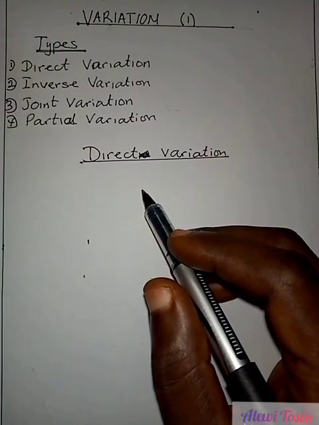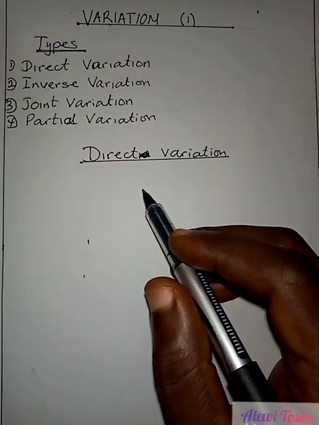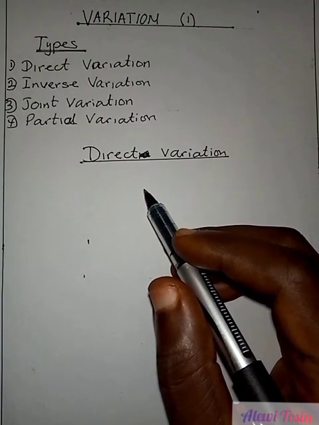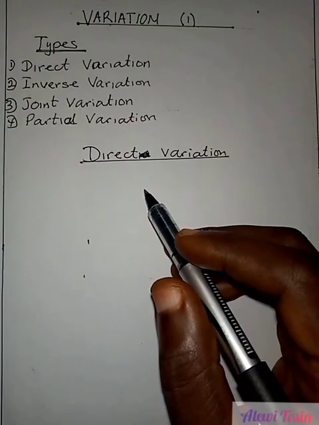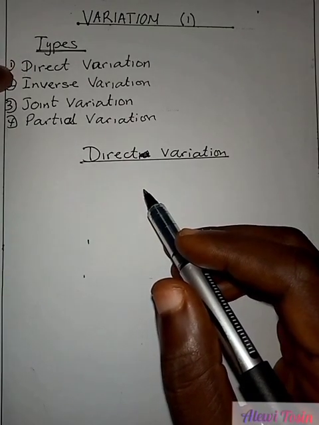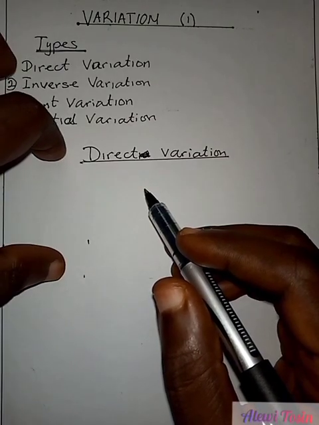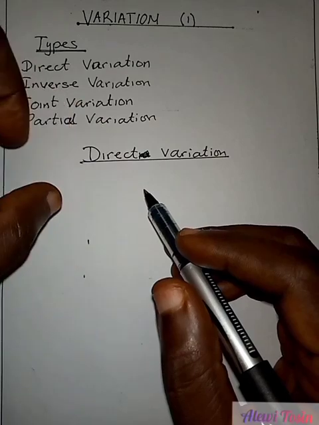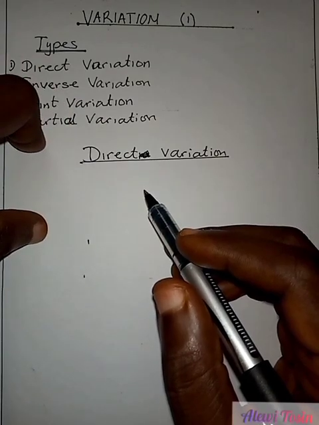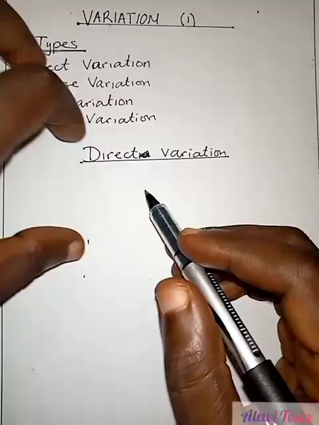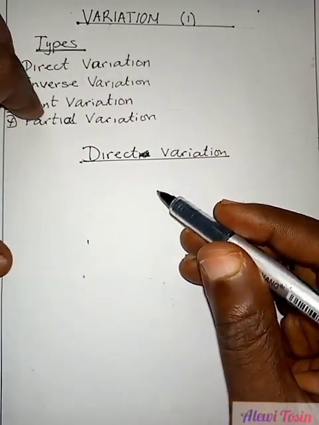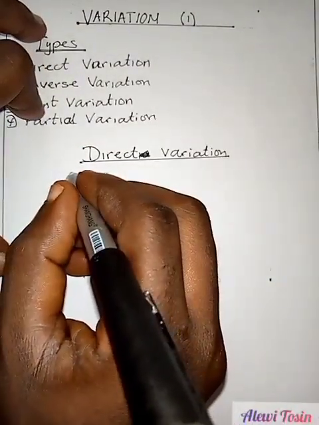Now, what does it mean for two quantities to be directly proportional to each other? I.e., what does direct variation mean? Two or more quantities are said to be directly proportional to each other if the increase in quantity A leads to increase in quantity B, or decrease in quantity A leads to decrease in quantity B.